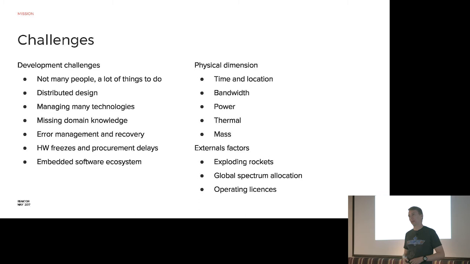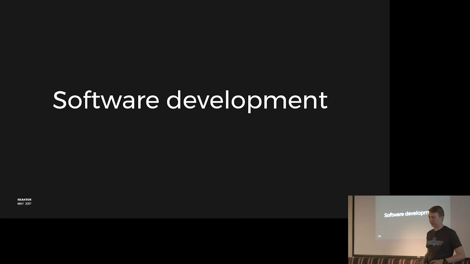And then there are external factors that can make things challenging. Rockets can explode. You can't affect that too much. You have to allocate global radio frequencies. That takes a lot of time because it's coordinated globally. And you need some licenses. For example, we had to get radio amateur licenses to operate any radios.